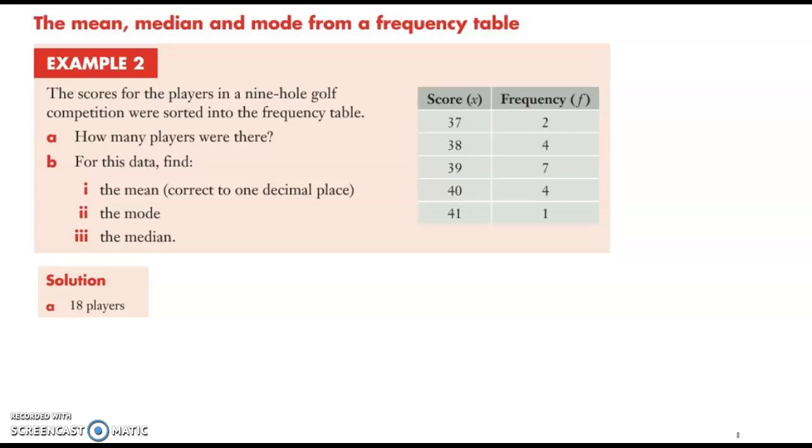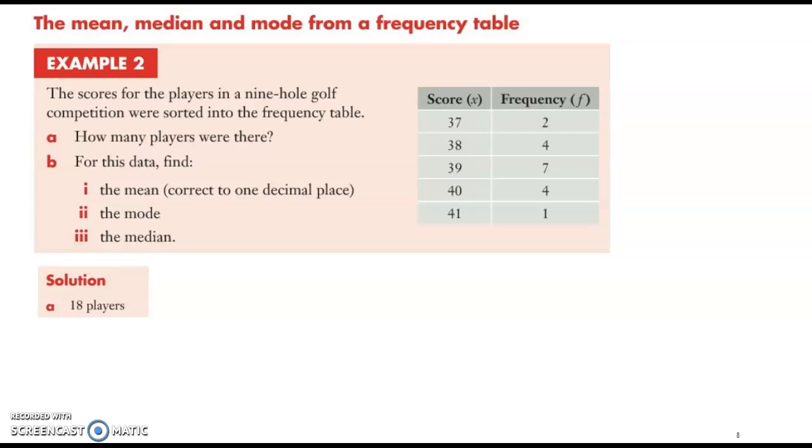Hi guys, today we're going to look at calculating the mean, the median and the mode from a table of values. So our example says the scores of the players in a 9-hole golf competition were sorted into the frequency table. How many players were there? So to figure this out, what we need to do is total the frequency column.